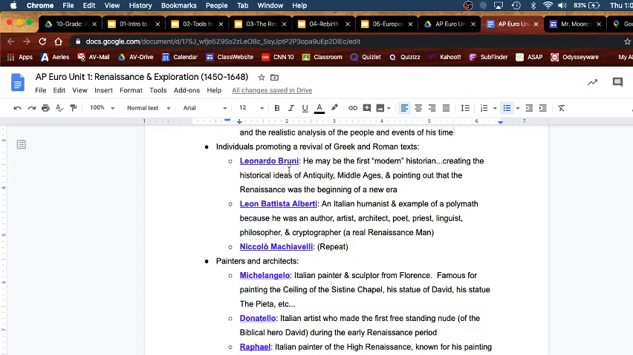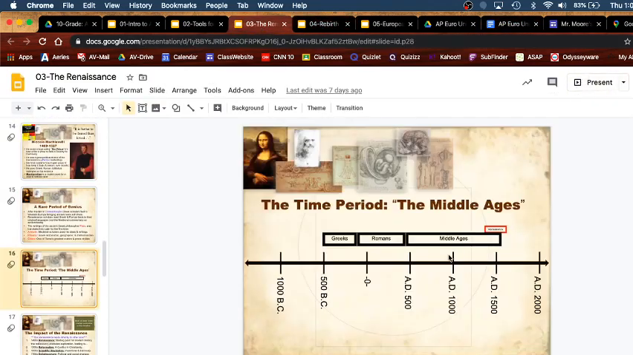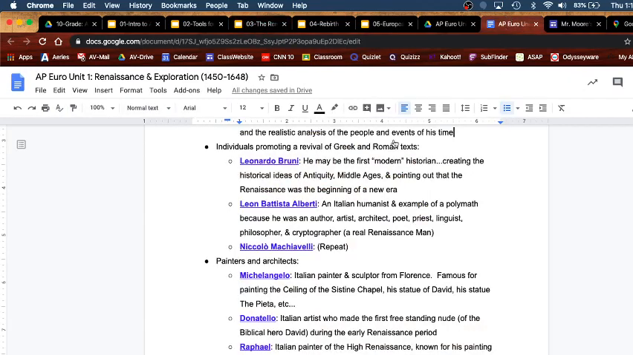But this guy right here, Bruni, he kind of came up with this idea of there being an ancient world, a medieval or Middle Ages, and then pointing to the Renaissance. And I really like to point out to students why that's so significant that we call it the Middle Ages: we have the actual Greeks and Romans beforehand, and then we have the rebirth of Greek and Roman stuff, and in between that we call it the Middle Ages.